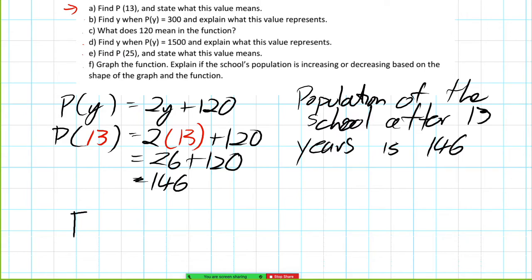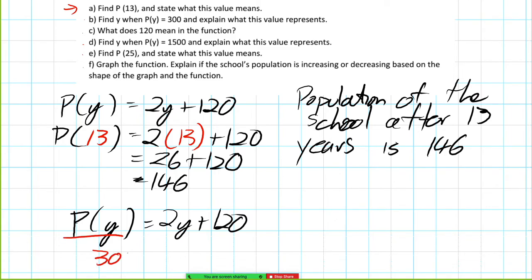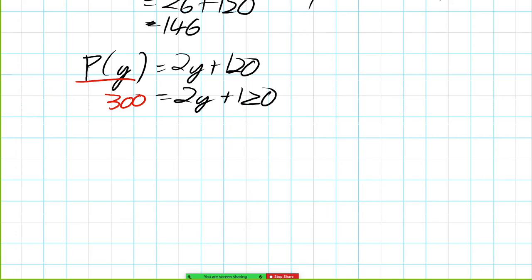Find y when p at y will equal 300 and explain what this value represents. Same concept, only major difference here is that we have a value for p at y, equal to 300. So we have the original equation, 2y plus 120. And we're going to substitute in for the p at y the value of 300. So 300 is equal to 2y plus 120. So the unknown in this part of the question is actually the y value, the number of years. We already know the population.